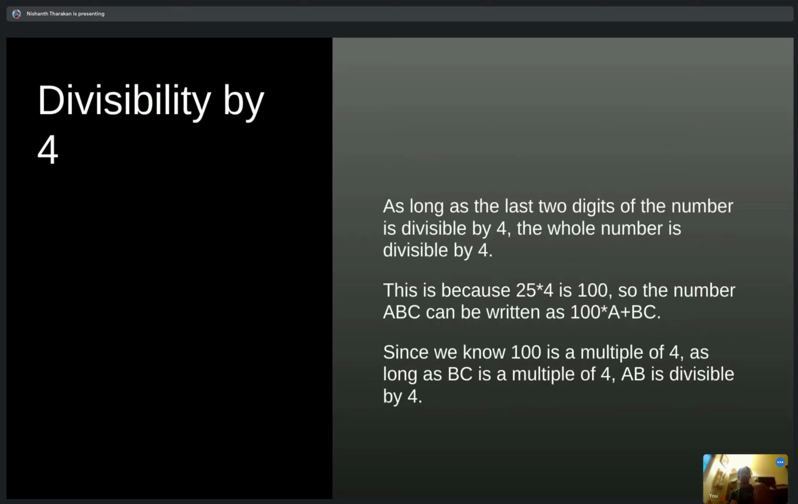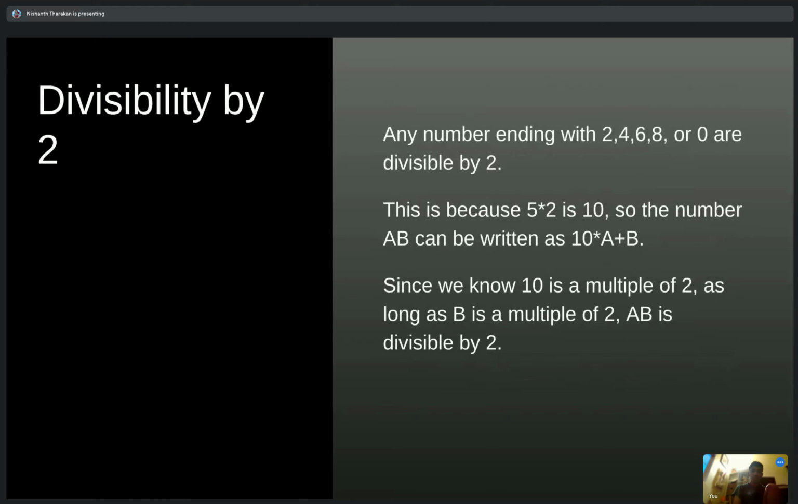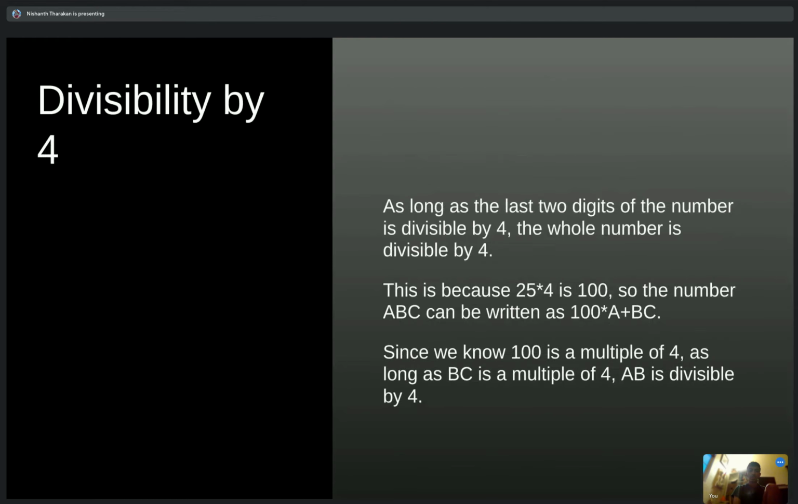Divisibility by 4. This just works the same way as divisibility by 2. Let's go back to that. This is just 5 times 2 is 10. Here we use the fact that 25 times 4 is 100. So as long as we know that the last two digits are a multiple of 4, the whole thing is divisible by 4.